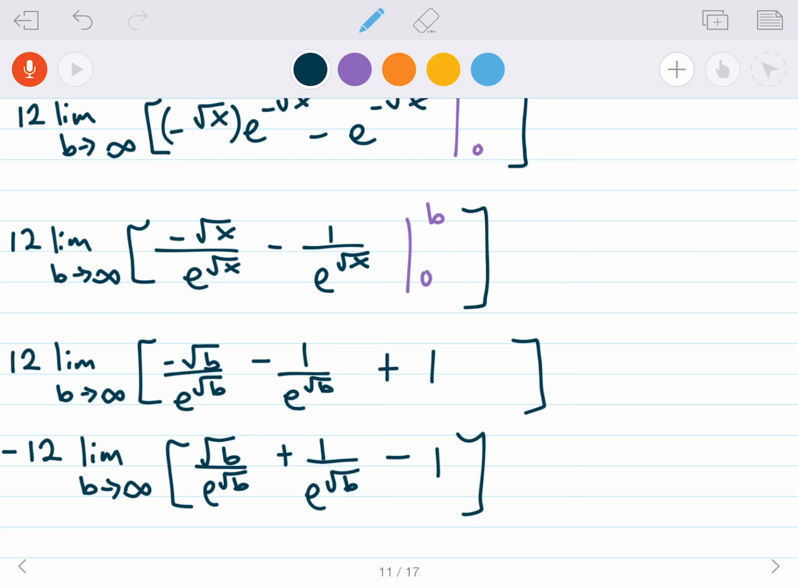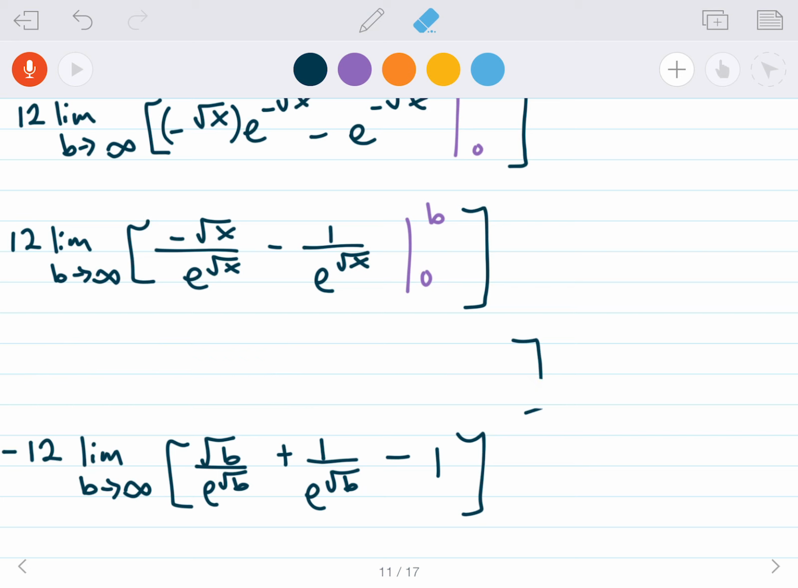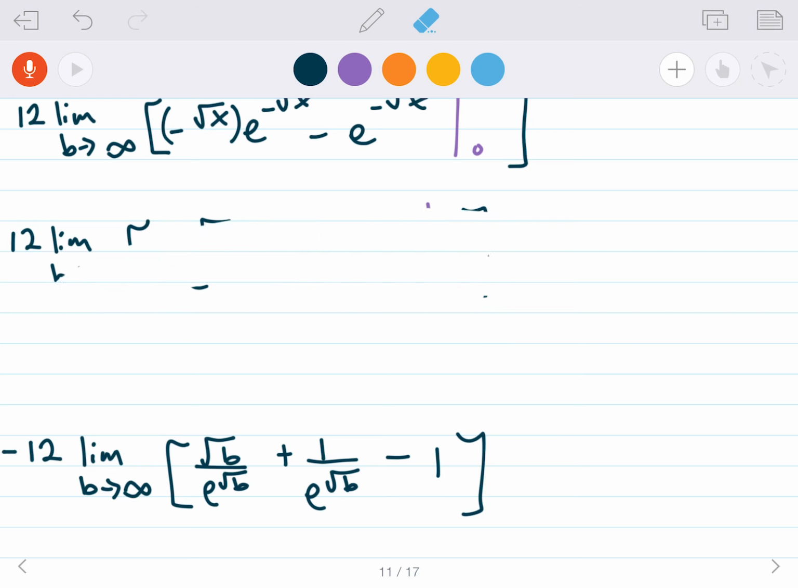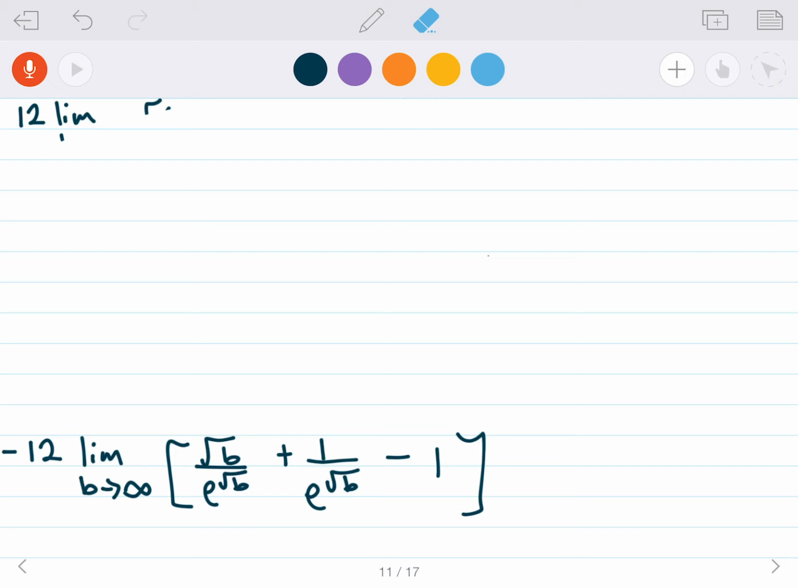So let's clear off some stuff and make some room. All right, let's see what we got here. All right, y'all, here comes the limit. If we plug in infinity for b in this first one, e to the square root of infinity goes to 1 over infinity, which becomes a 0. So let's replace this with 0.